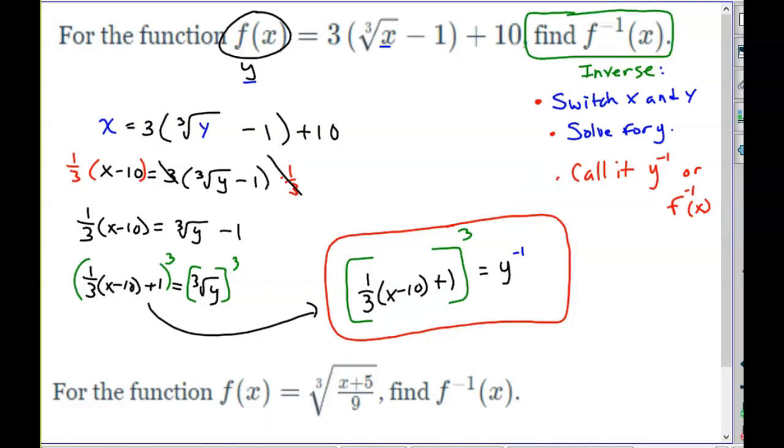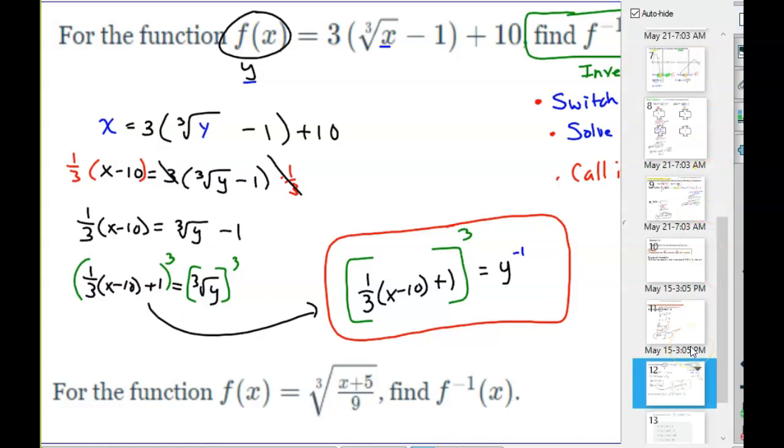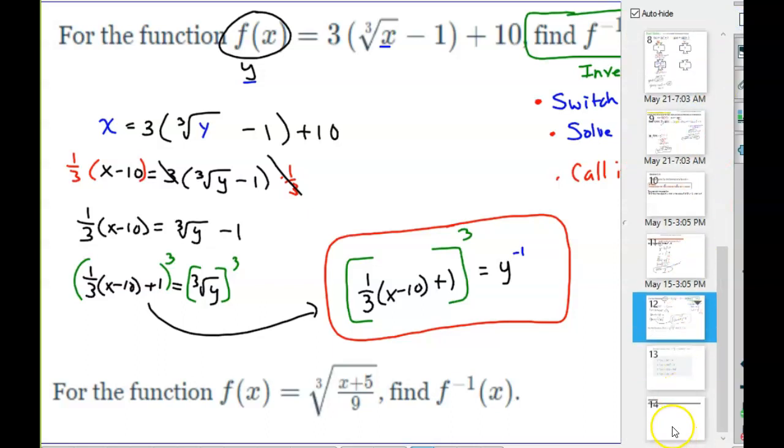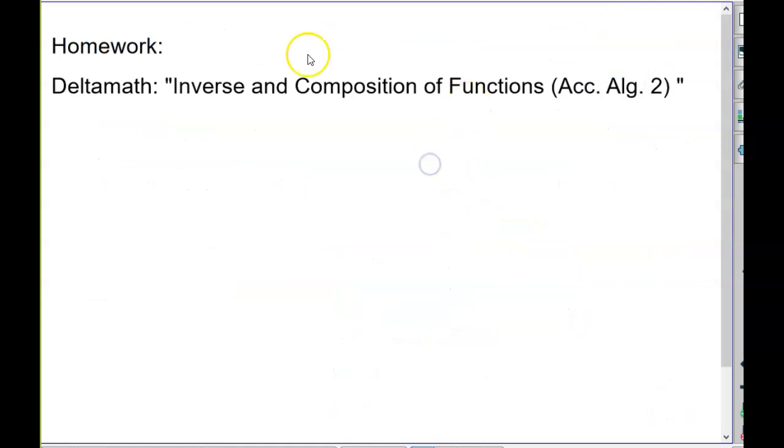So that's all you're doing, and it might take a little practice to get really used to it, but you're just switching the x and the y, solving for y, and then once you have that y by itself, we're calling it y inverse. So homework tonight is delta math, and we did that so you guys can kind of get a chance to check your answers and get some feedback as you go. And it's titled Inverse and Composition of Functions.